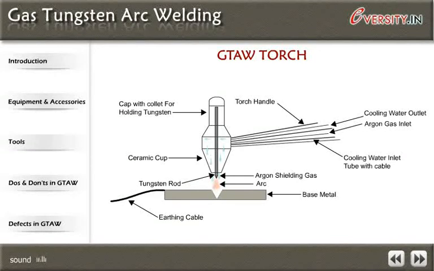Gas-cooled torches provide cooling by the flow of the shielding gas through the torch. Gas-cooled torches are used for maximum welding current of about 200 amperes. In water-cooled torches, cooling water enters through the inlet hose, circulates through the torch, and exits through an outlet hose.